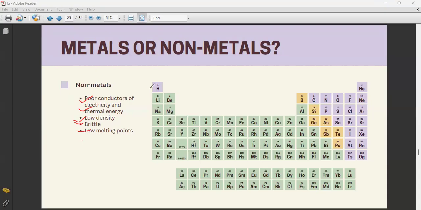Now how are the non-metals placed? All these purple boxes, hydrogen and helium, these are all non-metals. Apart from this, there is a large number of metals.